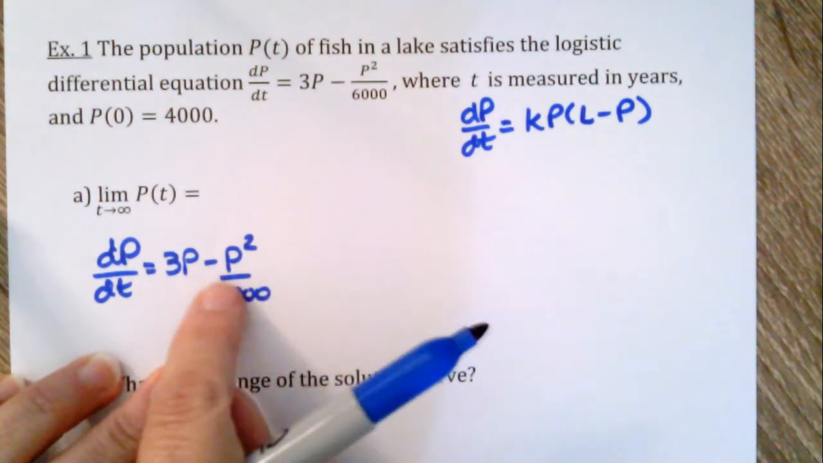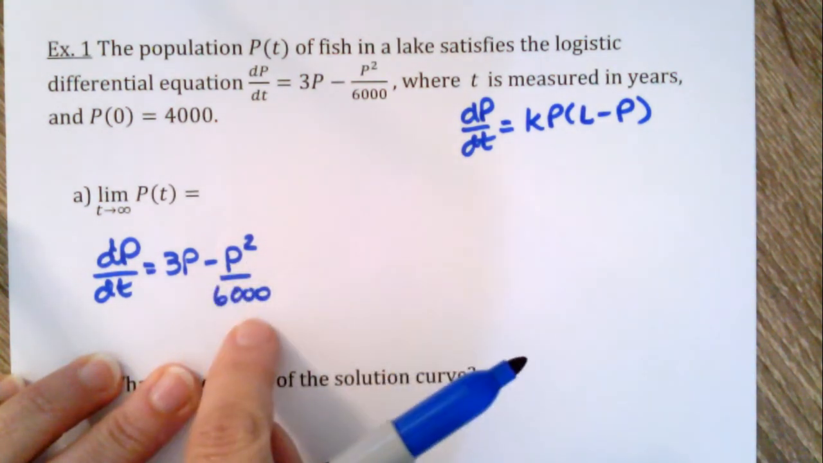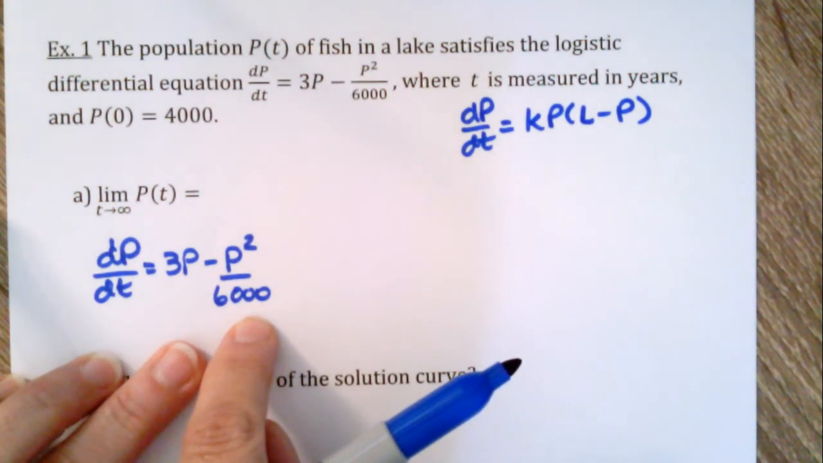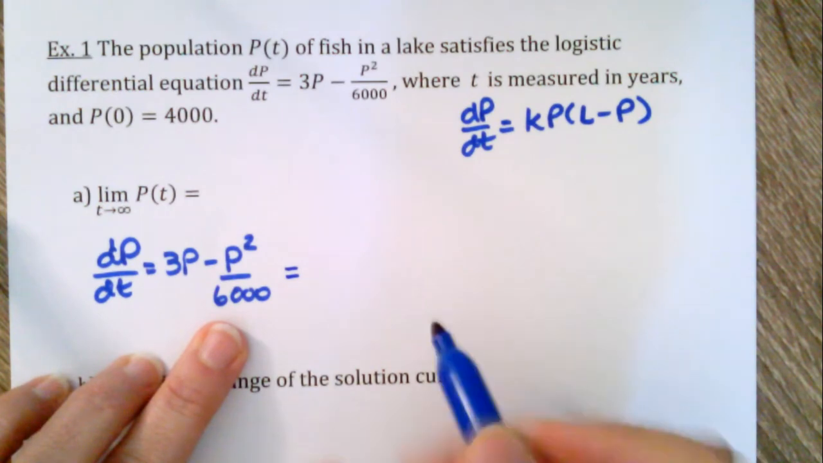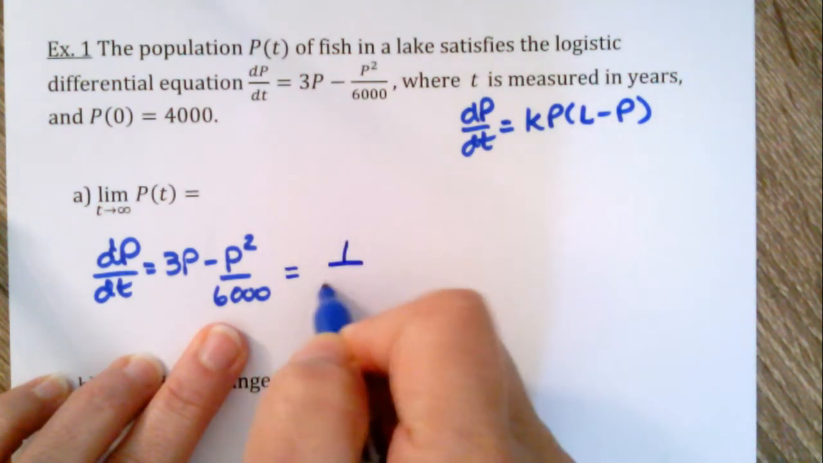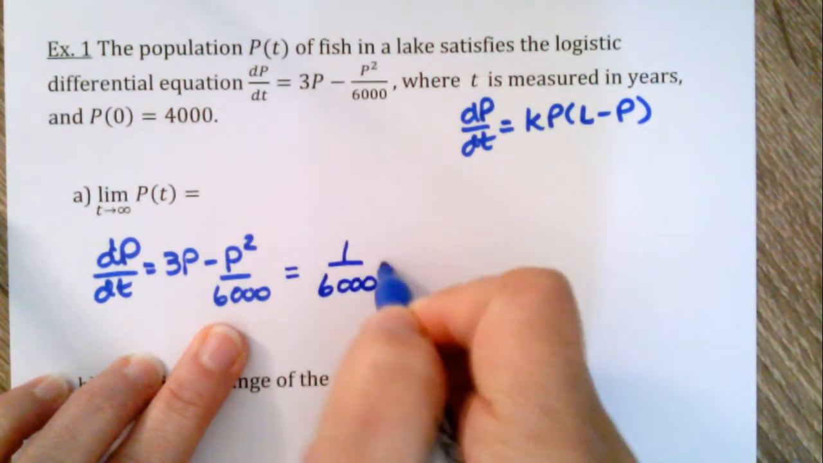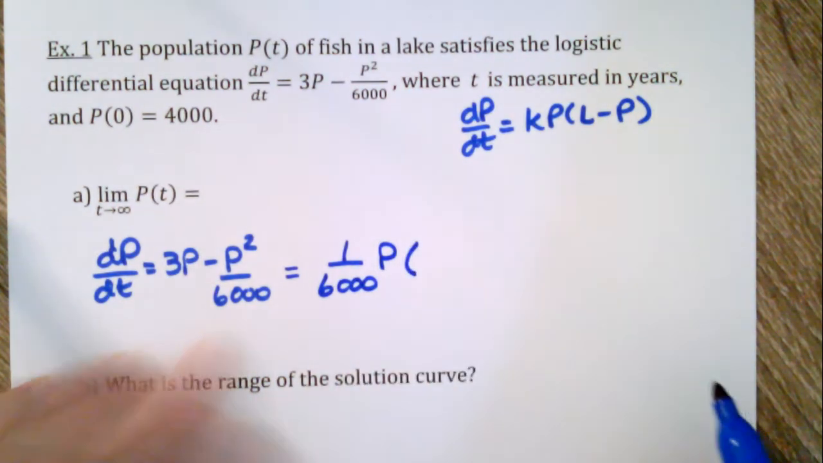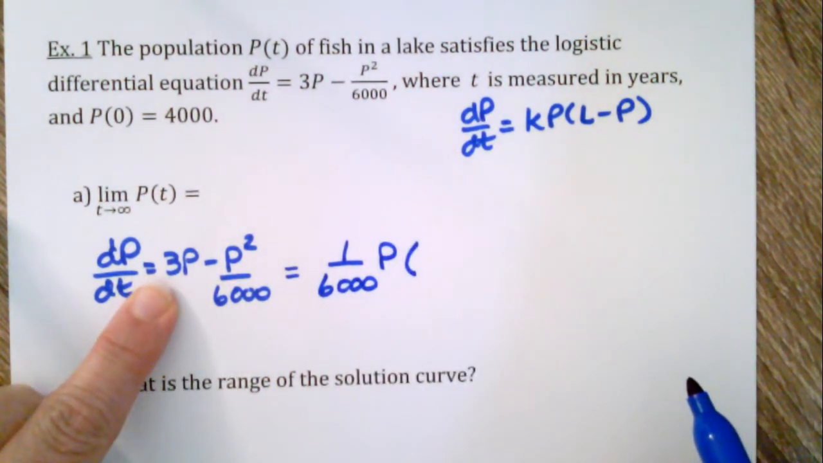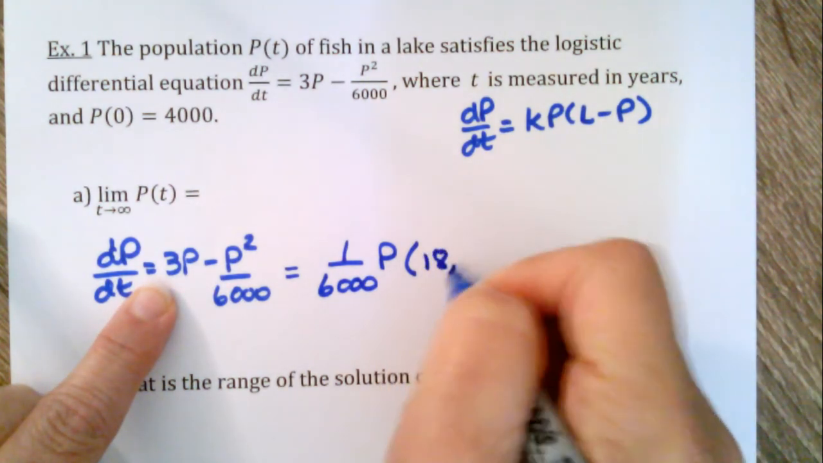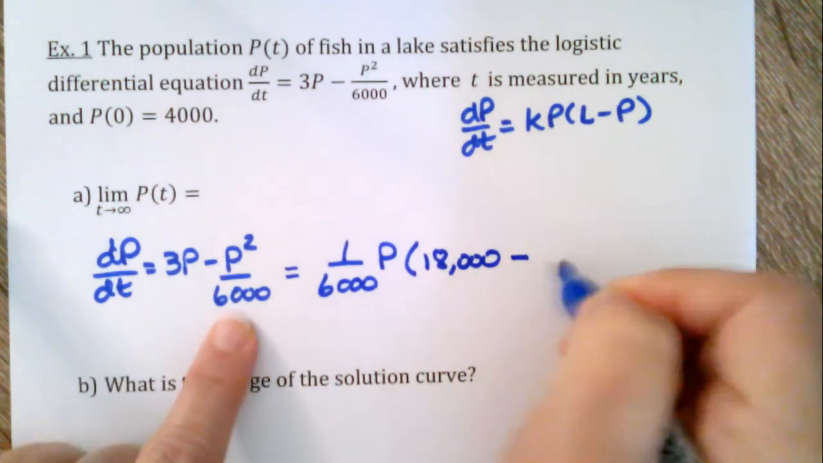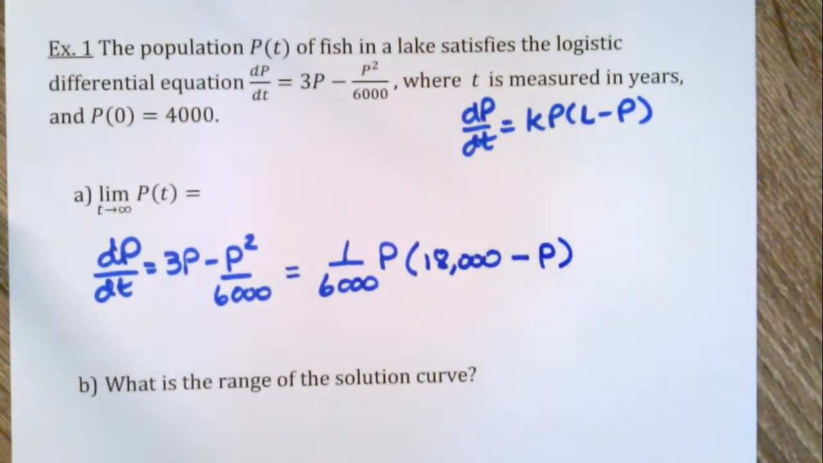So we're going to factor out a P. We're also going to factor out the 1 over 6,000. So this is going to be equal to 1 over 6,000 P times, if I divide 3 by 1 over 6,000, that's going to give me 18,000 minus, and then here I'm left with P.